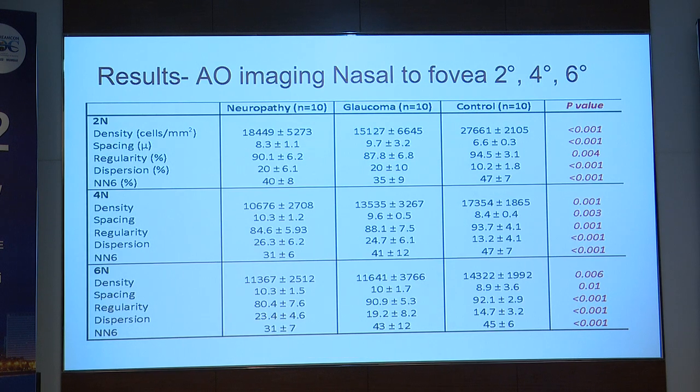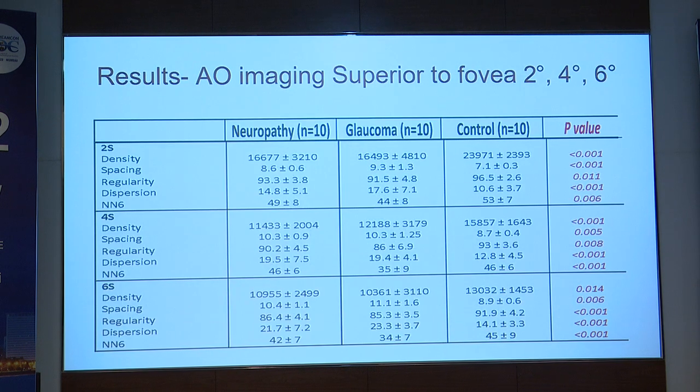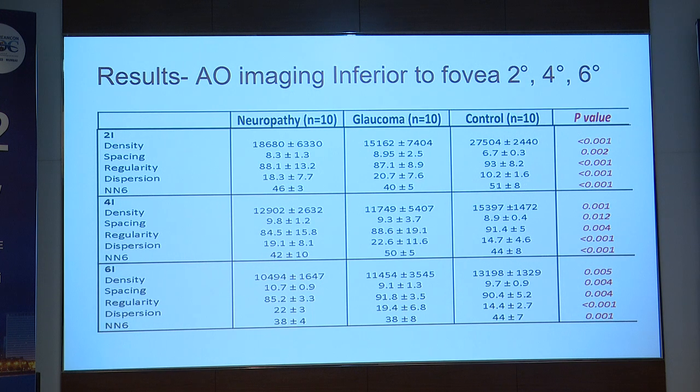Now coming to the results of the adaptive optics imaging. This is a very complicated chart because AO gives you a large number of data points, and we evaluated the cone photoreceptors at 2 degrees, 4 degrees, and 6 degrees fixation in all 4 quadrants. So we have a lot of data, but to summarize and simplify, you see that be it glaucomatous or non-glaucomatous, all the optic neuropathies showed a decrease in density, spacing, regularity, dispersion, and NN6 values at all the various points in the nasal, temporal, superior, as well as inferior quadrants.